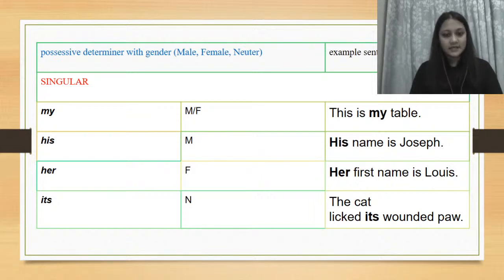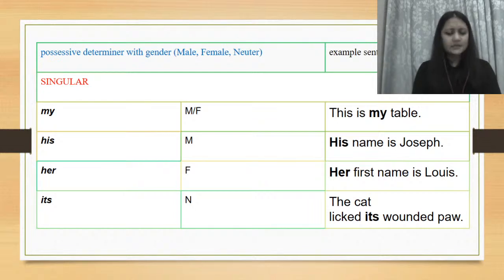Second, his. His actually talks about, hey, we are going to use his when we are talking about a male, right? For example, his name is Joseph. Here, we are talking about the possession of the name. Who has the ownership of the name Joseph? It is his, like that boy. Clear? Third is her. Her we use with female, right?